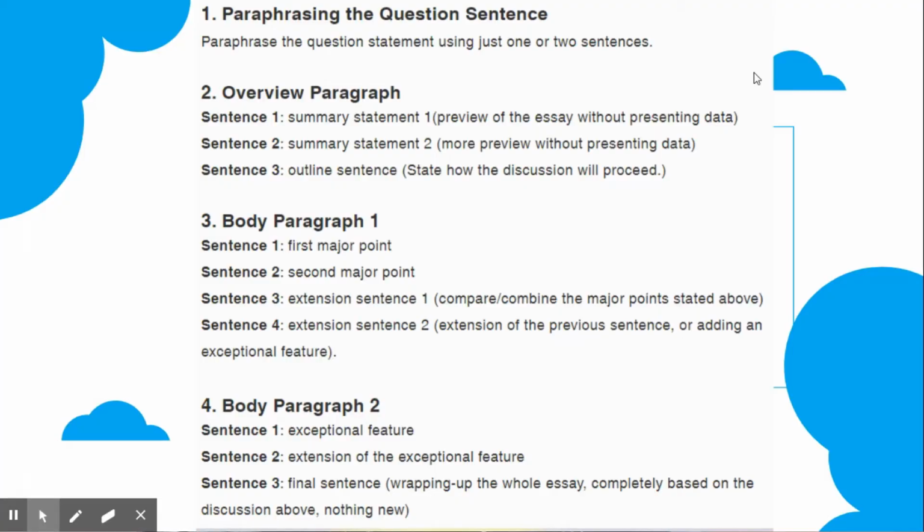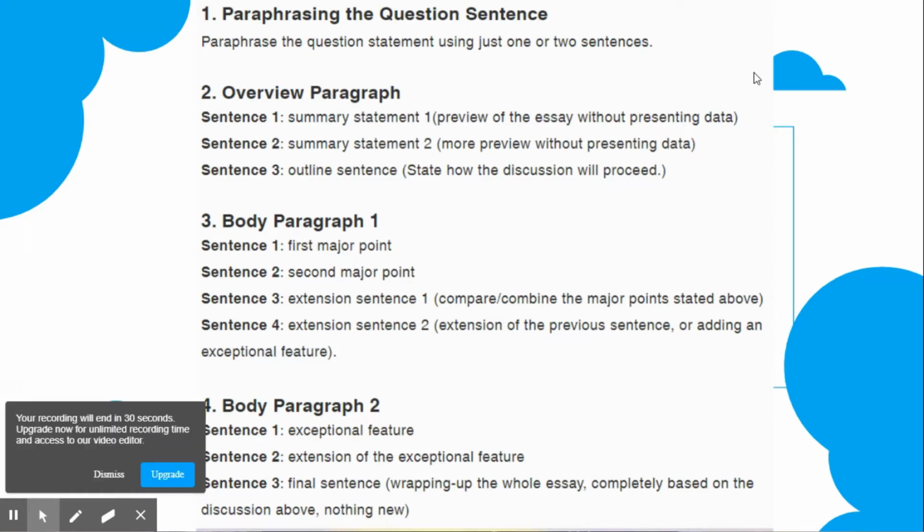So here, the paraphrasing the question sentence is in one paragraph, but in the three paragraphs rule, the first and the second paragraph in this strategy are combined. Okay, so paraphrasing the question and the overview will be in one paragraph, which is paragraph 1. Okay, so in paragraph 1, you can have 3 to 4 sentences. Okay, it's up to you. Both are okay, both are correct, as long as you have all the elements.